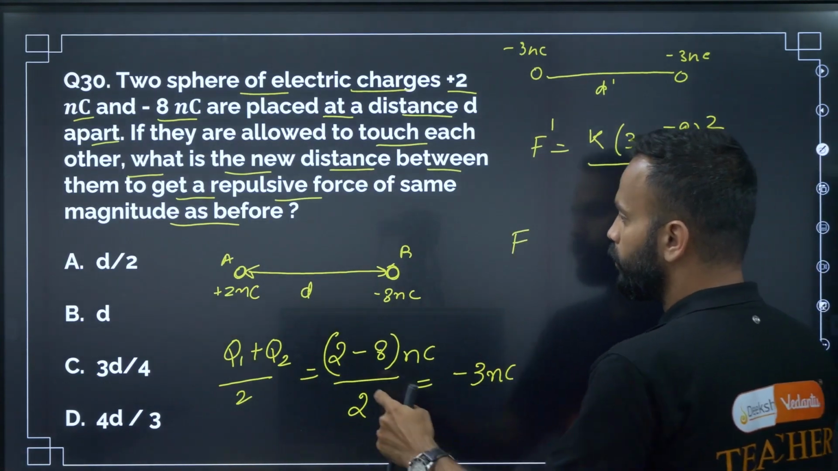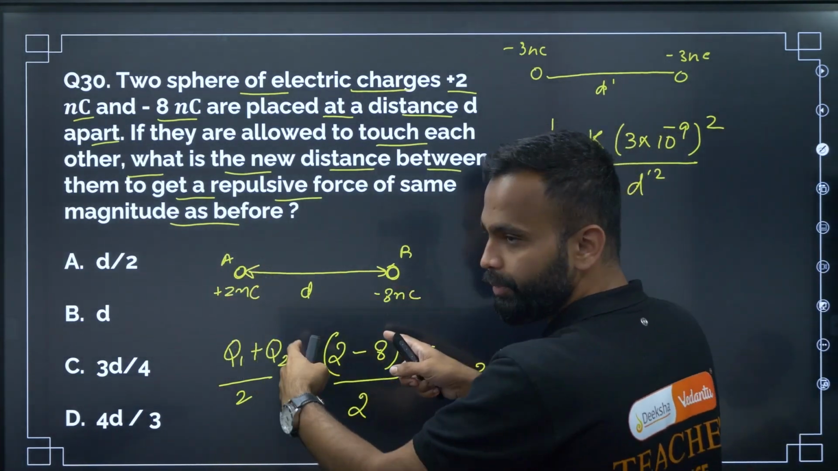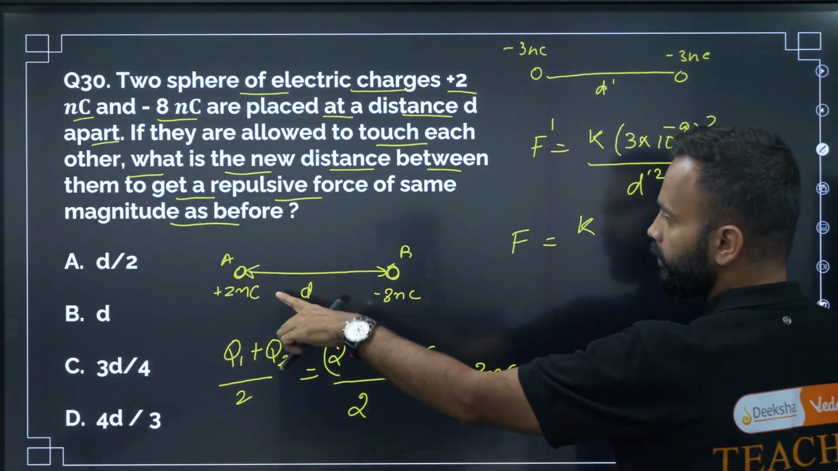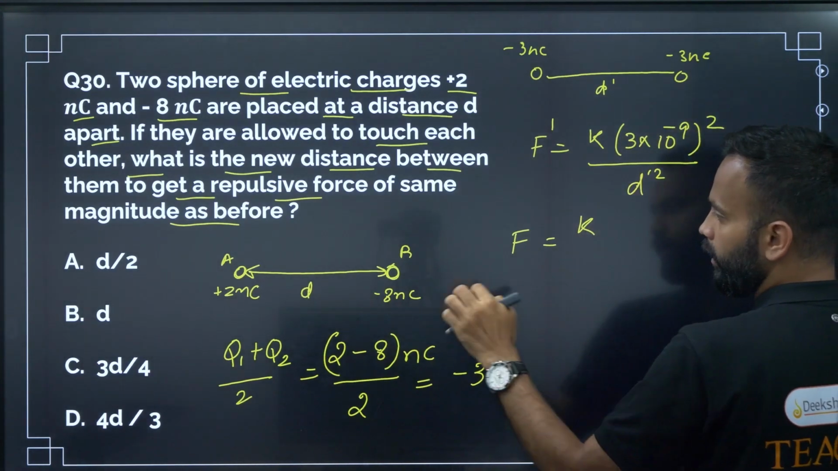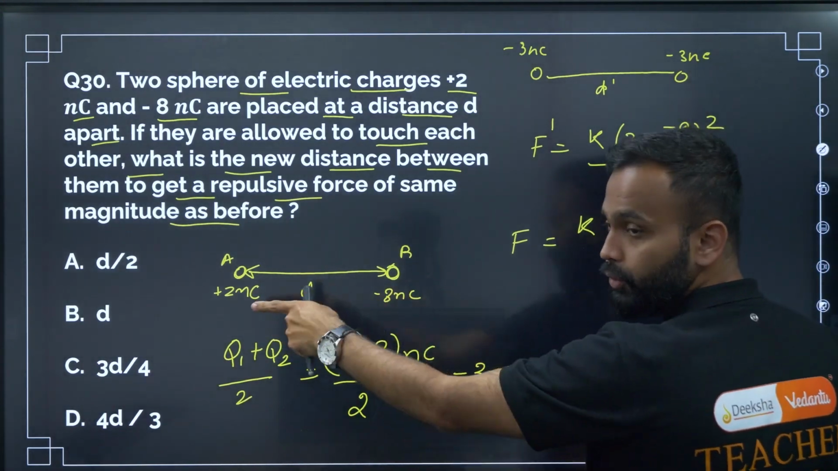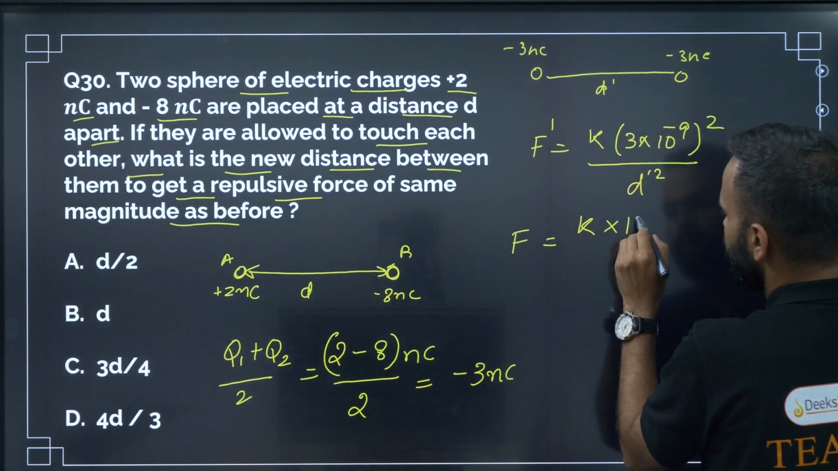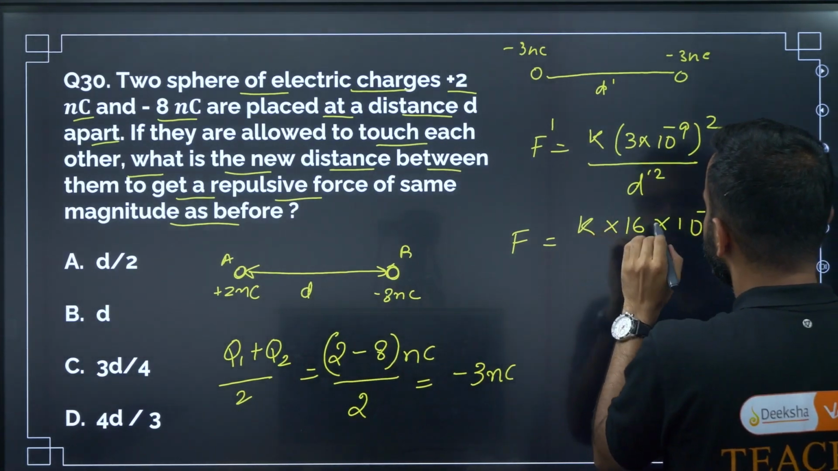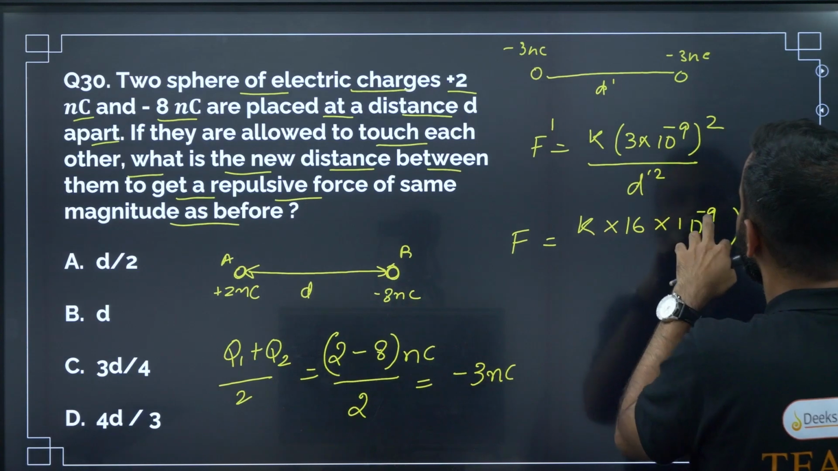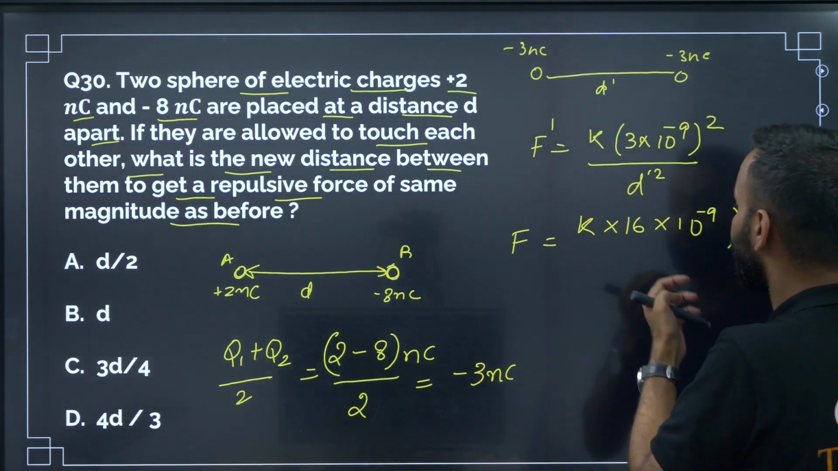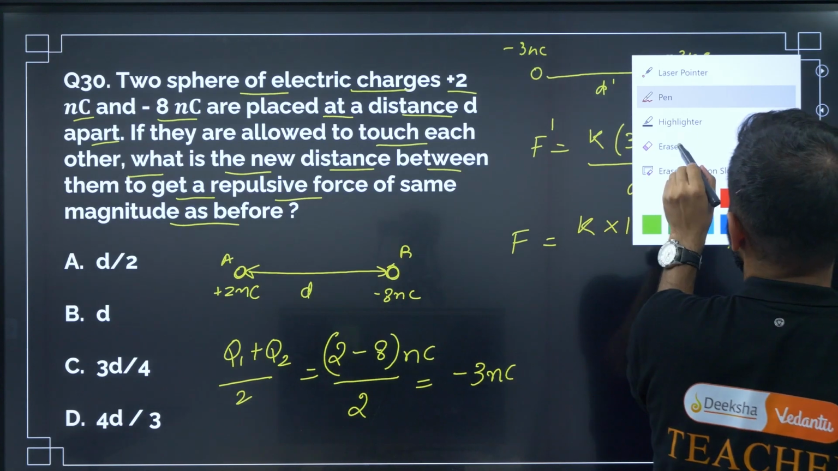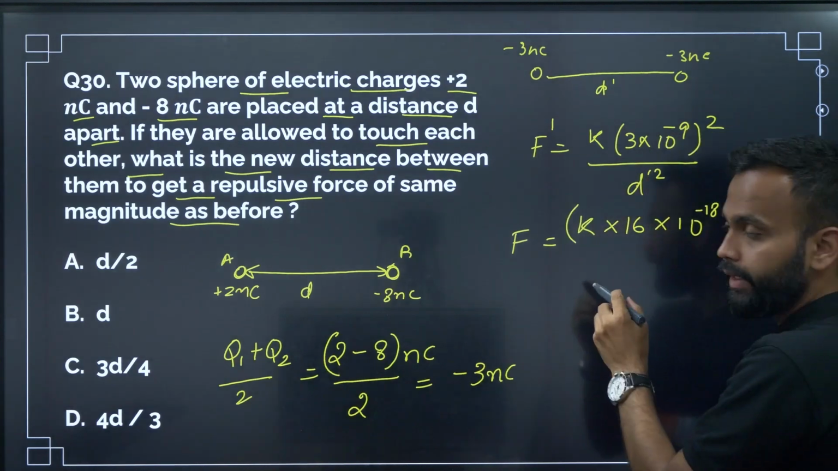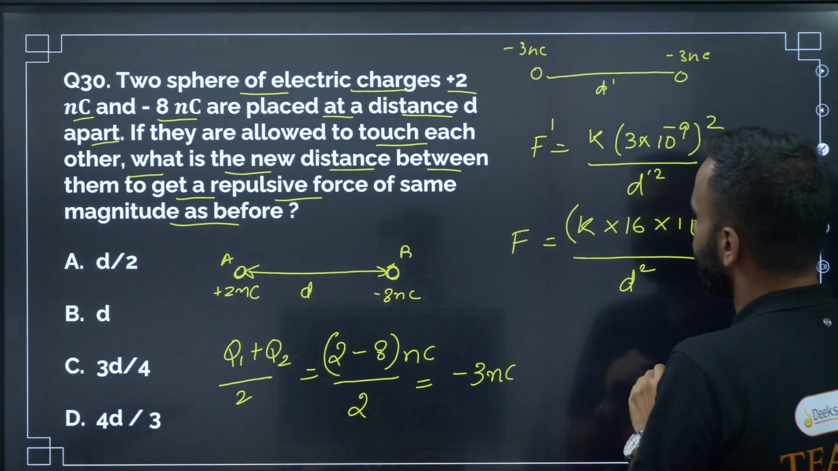F is the force of attraction between these two spheres, which is equal to K into Q1, that is 2 nanocoulomb, Q2 that is 8 nanocoulomb. 8 into 2 is 16, so K into 16 into 10 to the power minus 9 into 10 to the power minus 9, that is 10 to the power minus 18, divided by d square, okay?